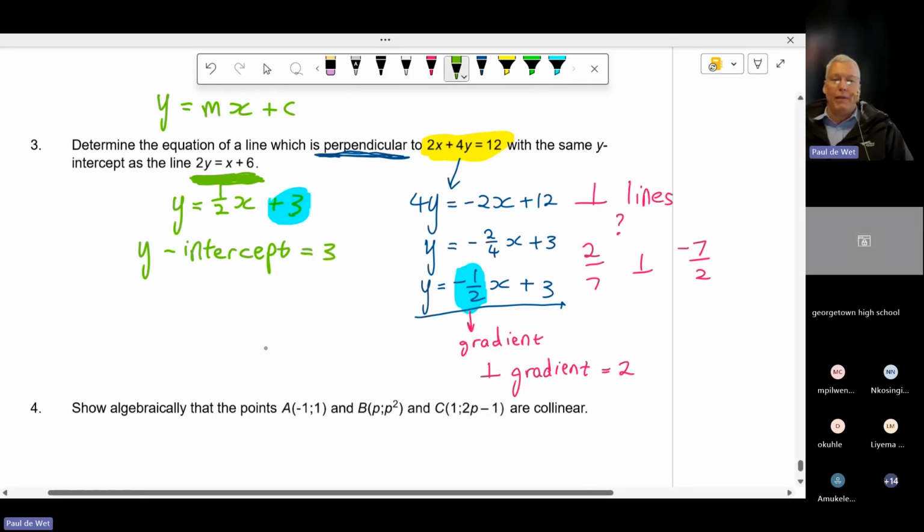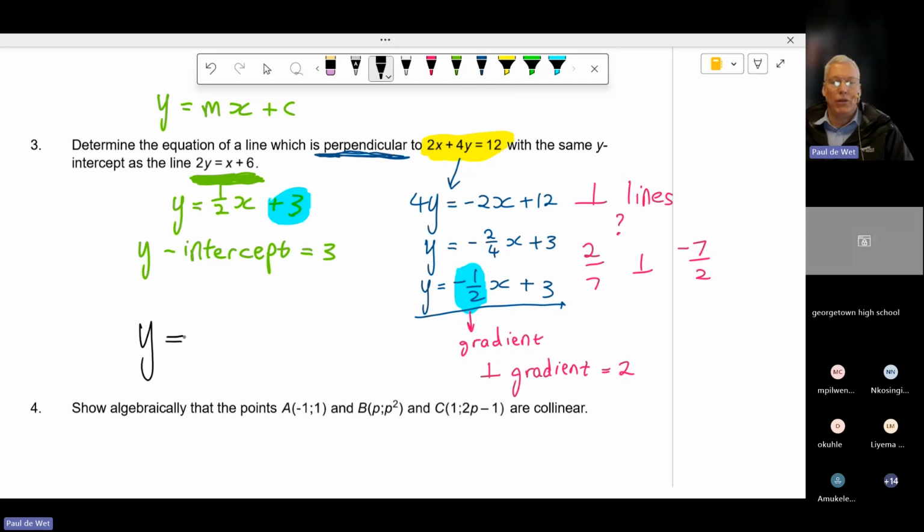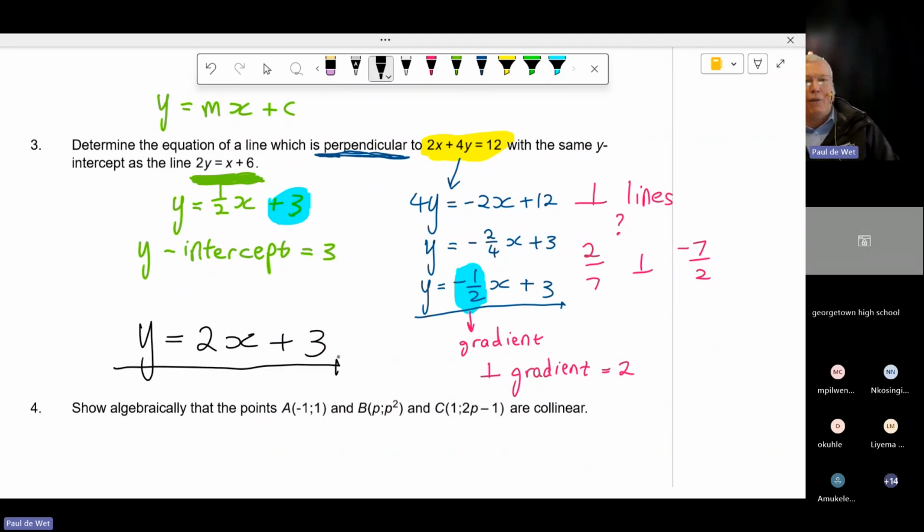Okay, and now I'm ready to write down my final answer. Because I want a line that's got a gradient of 2 and a y-intercept of 3. A gradient of 2, remember y equals your gradient times x plus your y-intercept. It's a good question because it tests quite thoroughly that you understand all the stuff that's going on here.